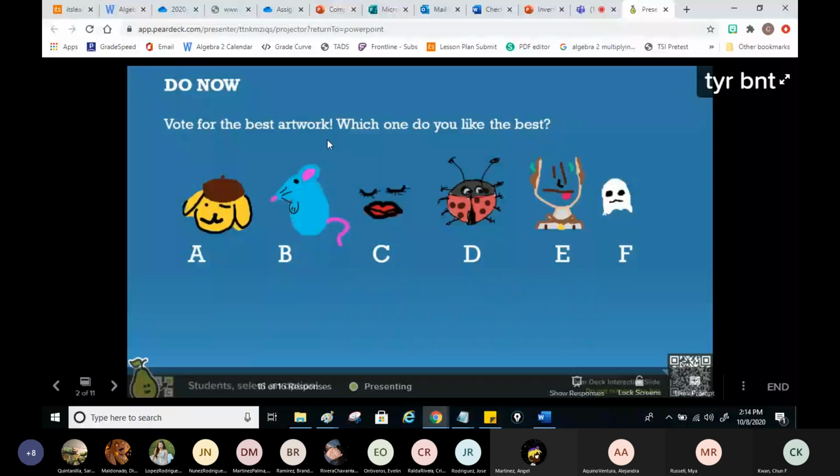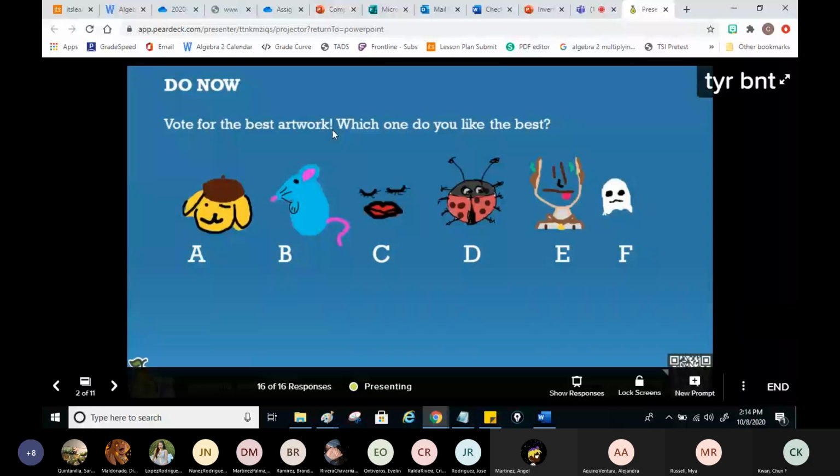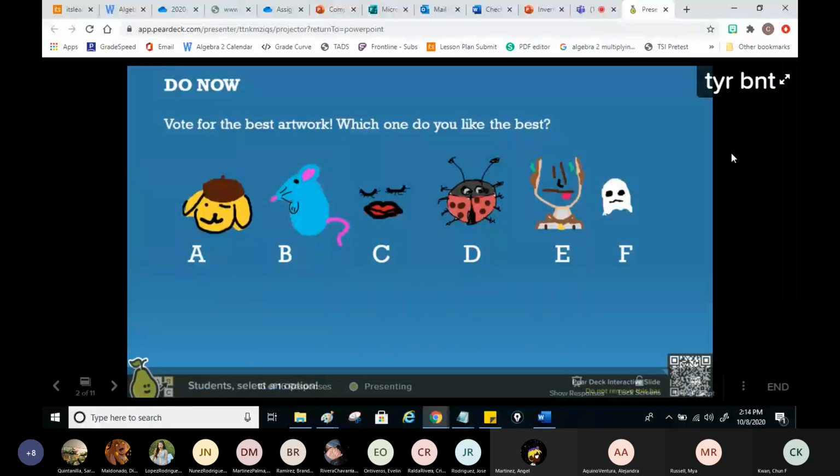So I know who did the red. She's from second period. So I guess I'll give her a bag of chips or something whenever I get to meet her in person. All right, so that's it for the do now.